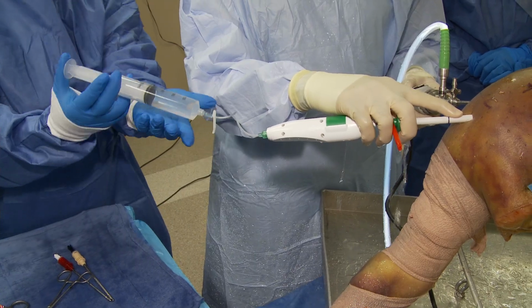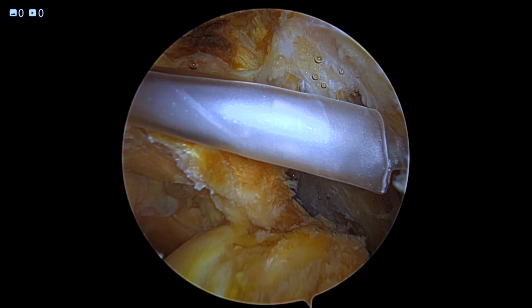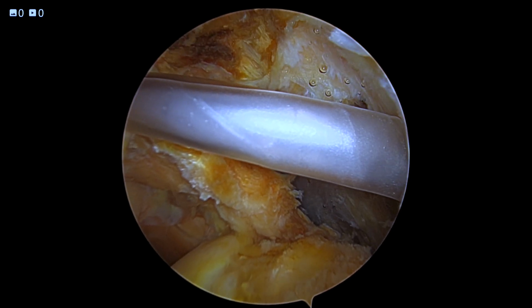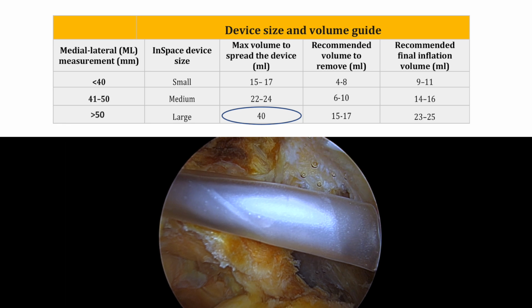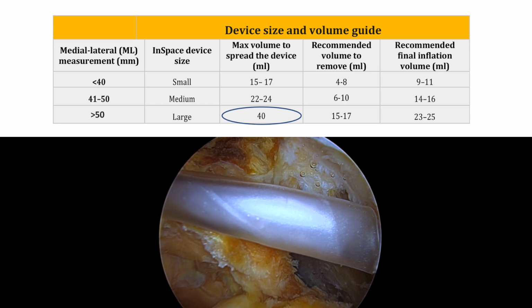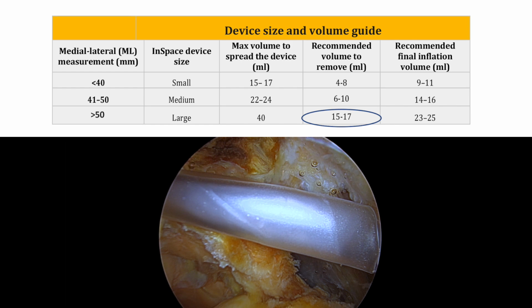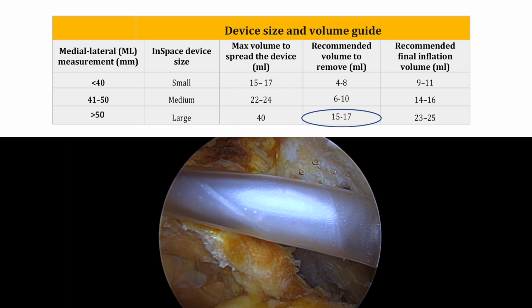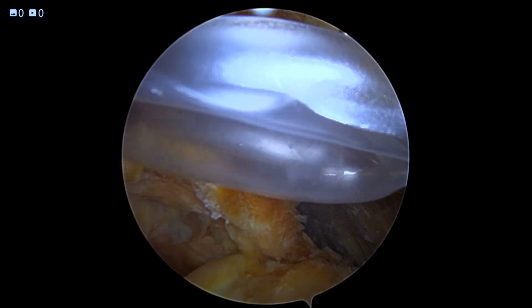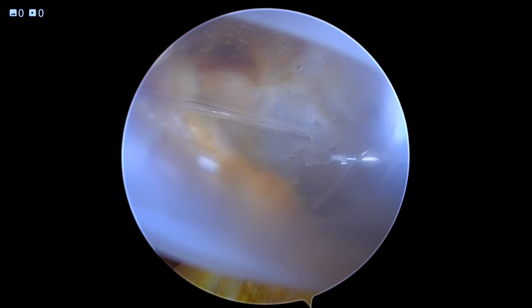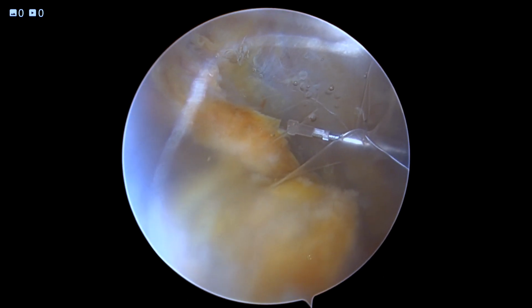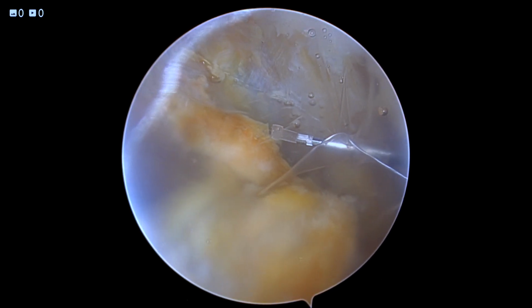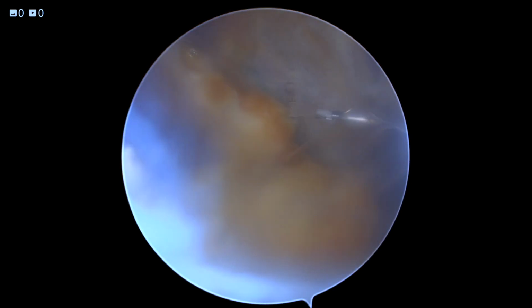My assistant has the syringe hooked up with 40 cc's of saline, and we're now going to begin to gently inflate the balloon. In this case, based on the manufacturer recommendations, we're going to place the entire 40 cc's of saline into the balloon itself, and then we'll remove 15 cc's of saline in order for the appropriate setting to be reached. The device itself, we go to the predetermined volume based on the size of the device. You're going to insert the entire volume and then back off to the manufacturer's recommendations. And here you can see the device inflated within the subacromial space.